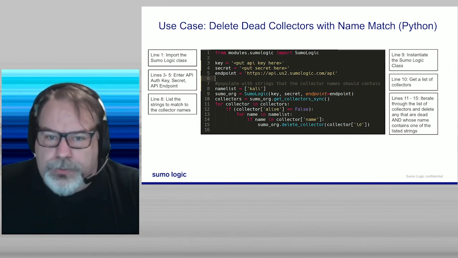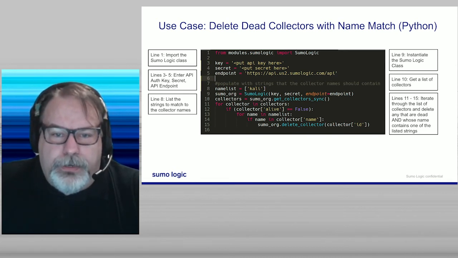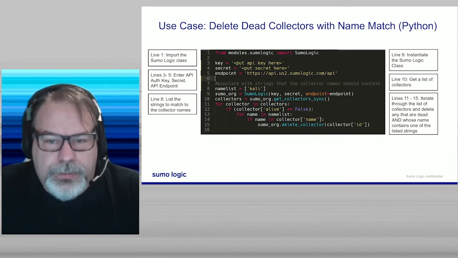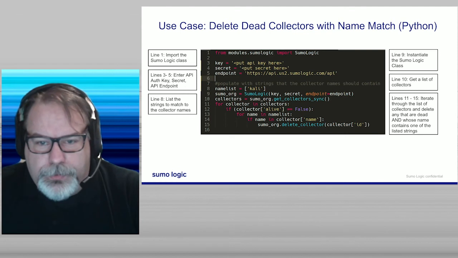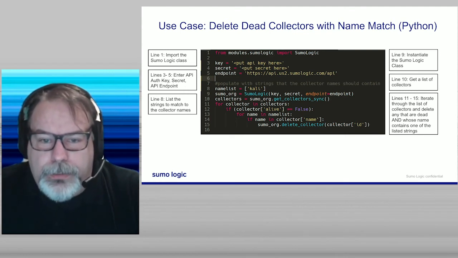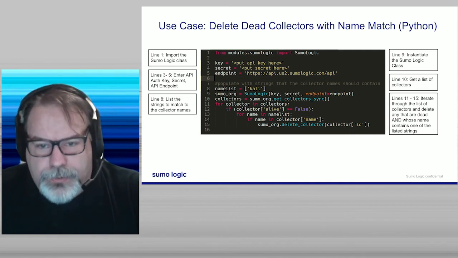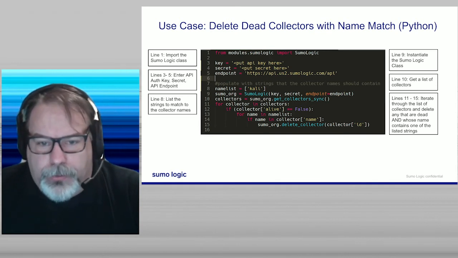So same top part, right? Import the Sumo Logic module, import the key, secret, endpoint. Number 8, this is a Python list, so actually you can have multiple values here. In this case, I'm using the word Kali because my workstation's name is Kali, but you could, again, put any string match you want in here. So it could be Bob or PC or workstation or whatever you like.